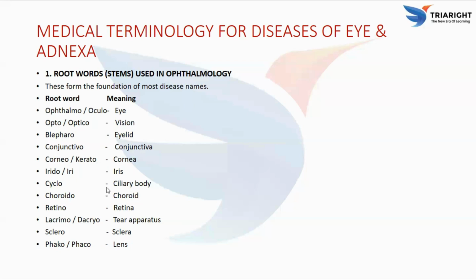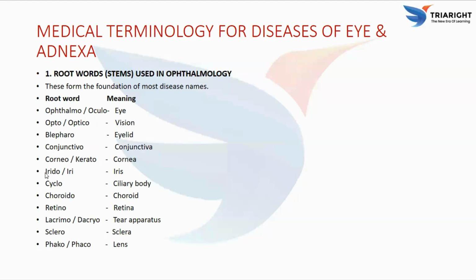So next root word is conjunctivo. Conjunctivo is the root word for conjunctiva. So conjunctiva is a thin membrane covering the white of the eye and inside of the eyelids. For example, conjunctivitis. What do you mean by conjunctivitis? It's the inflammation of the conjunctiva, nothing but a pink eye.